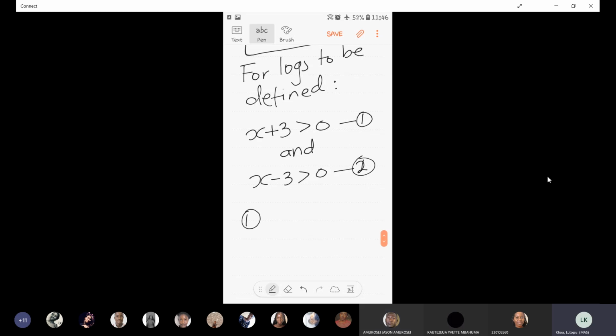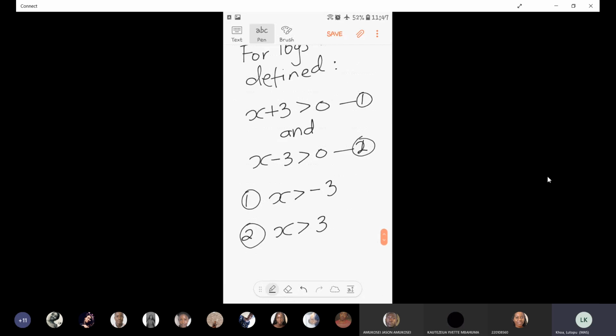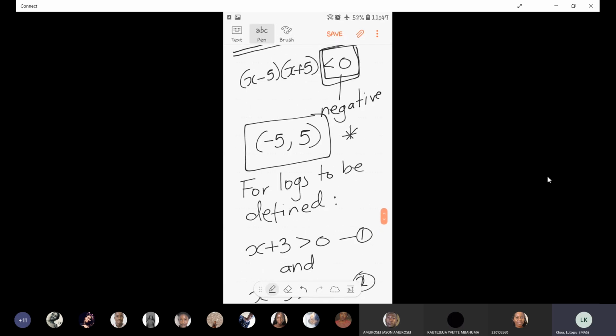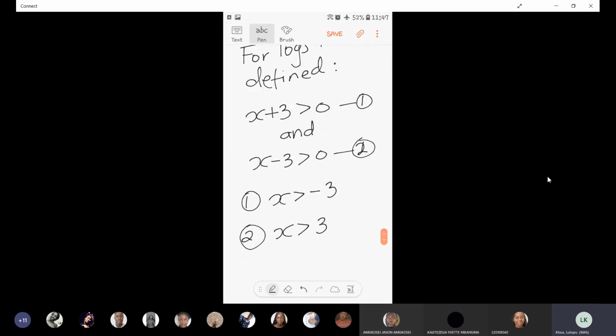So from the first argument, I get x is greater than negative 3. And then from the second argument, I get x is greater than 3. So this condition over here, and these two, all of them must be met. So you're looking for a place on the number line where all those conditions are met. This one over here means you want your number to be between -5 and 5. This one here, you want a number that is greater than -3. And this one means you want a number that is greater than 3.